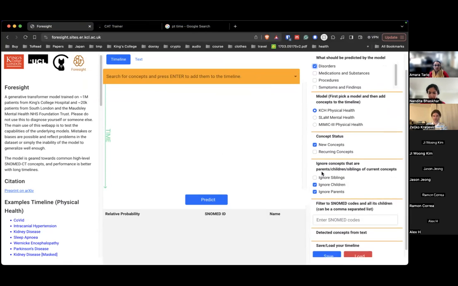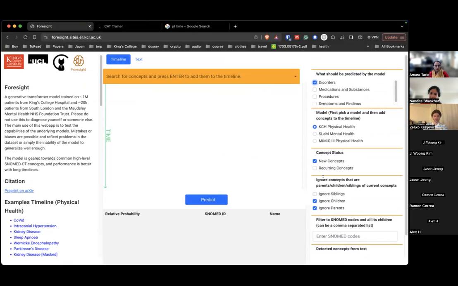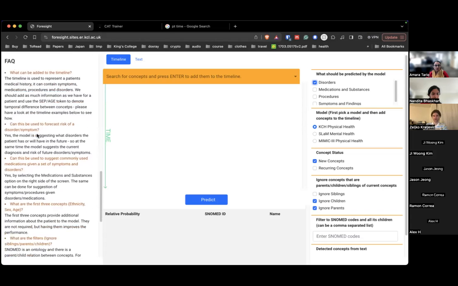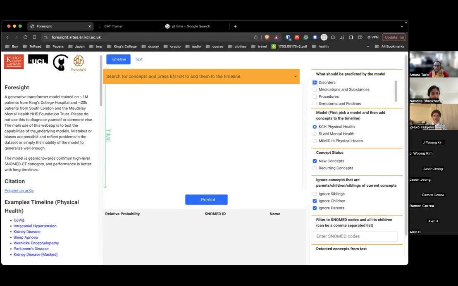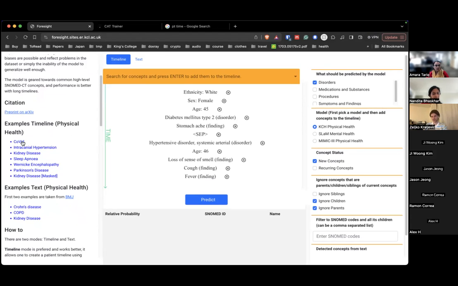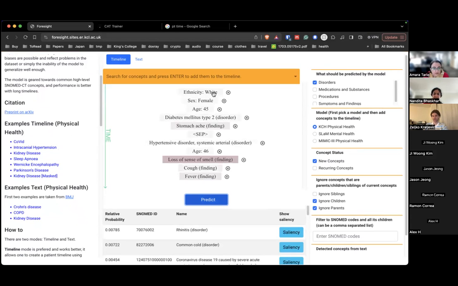If you really want to go a bit deeper, then have a look on the left side. There is a description for everything and how it can be used. You have a couple of examples here. So for example, you have the standard COVID example. You just load that example, which simply represents a patient timeline. So we have a white female, 45 years old, and then a couple of diseases. And then more recently, they had loss of sense of smell, cough, and fever.